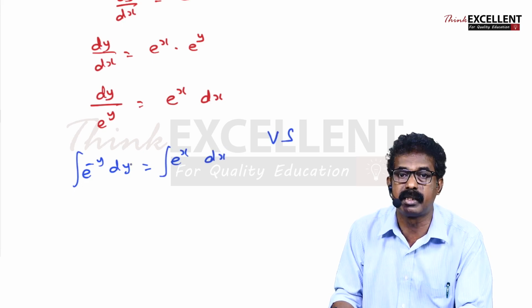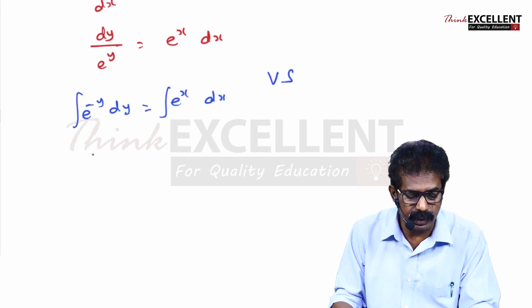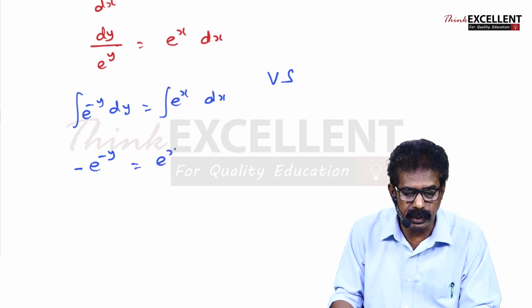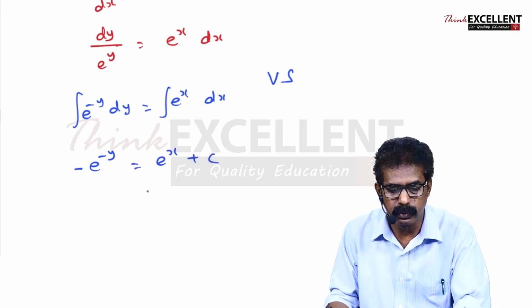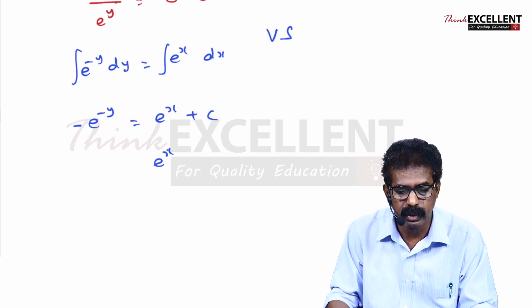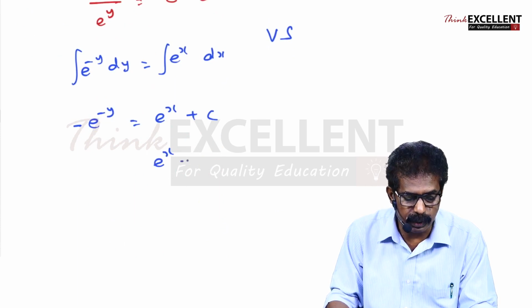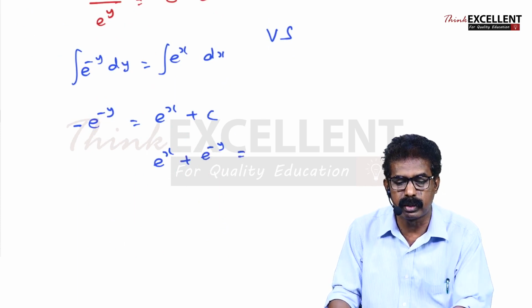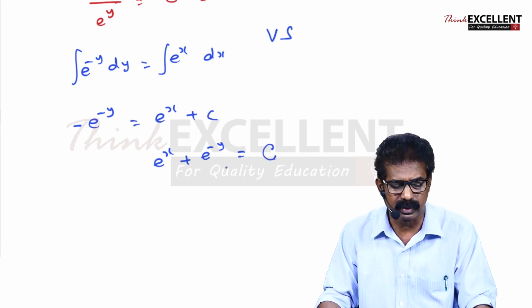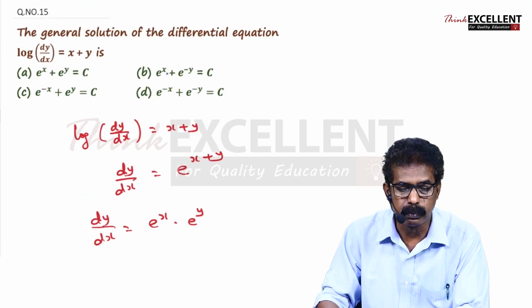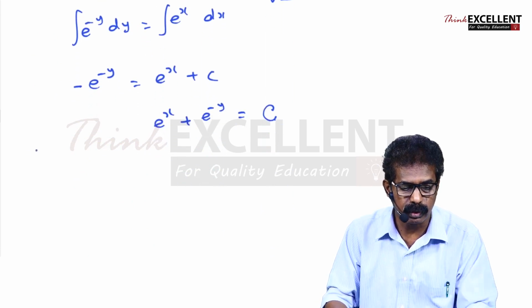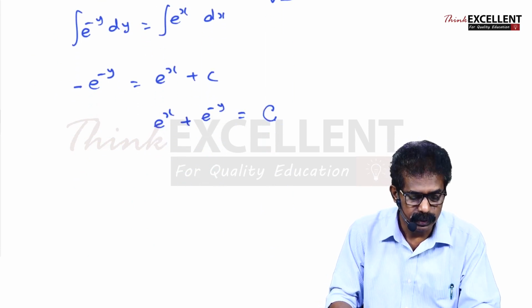Solution, integrate both sides. E raised to minus y integration, e raised to minus y by minus 1 equal to e raised to x plus c. So how they given the answer is e raised to x, e raised to y in same side. So e raised to x, bring this minus here, you will get plus e raised to minus y equal to, take constant to the other side, minus c, minus constant, it is a constant, that's all, right? So B is the correct answer. E raised to x plus e raised to minus y equal to a constant. Question number 16.